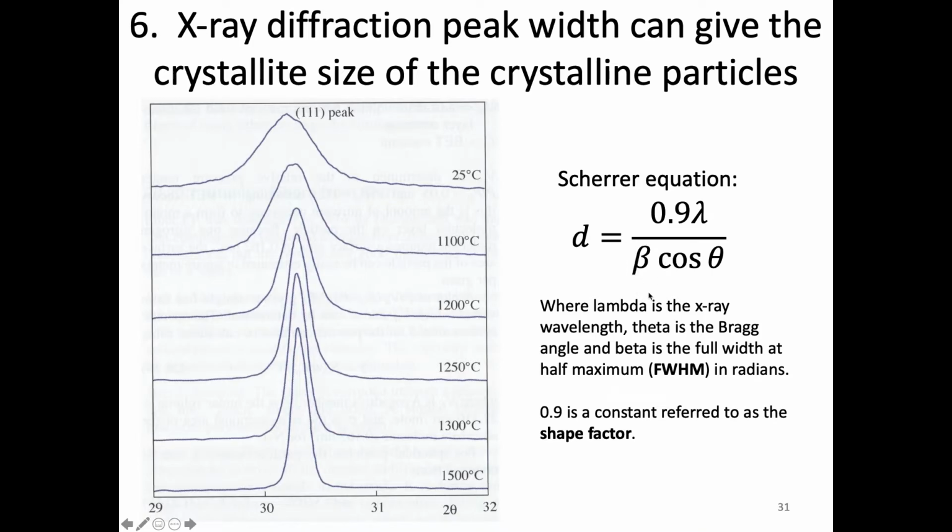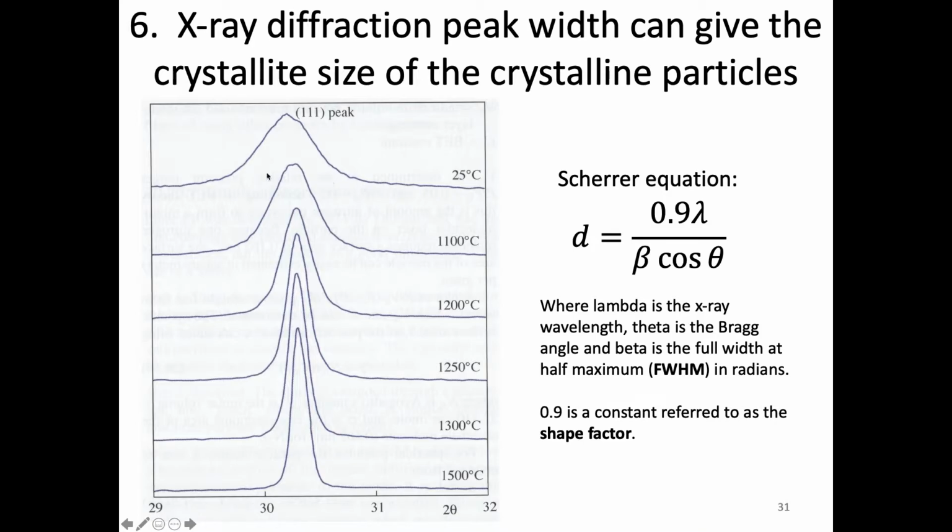Here, beta is known as the full width at half max, so FWHM. As the name implies, it is the full width at half maximum. How we get that is by looking at one of these peaks. Let's look at the top one here. Let's look at this 25 degrees Celsius.